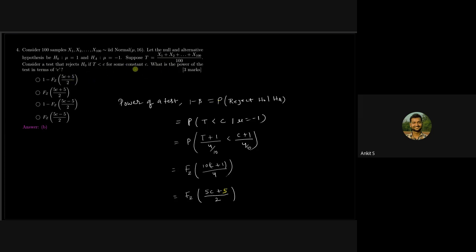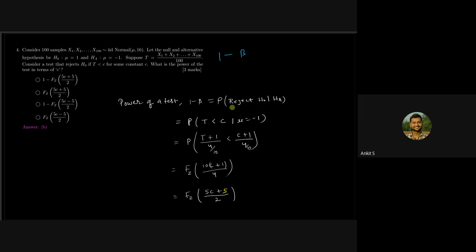But what is power? Power is just 1 minus beta. Beta is just the type 2 error. Type 2 error is simply accepting H not given that HA, the alternative, is true. We are accepting H not while HA is true. That is type 2 error. But 1 minus beta, the power, is simply the opposite of that. So reject H not if HA is true.